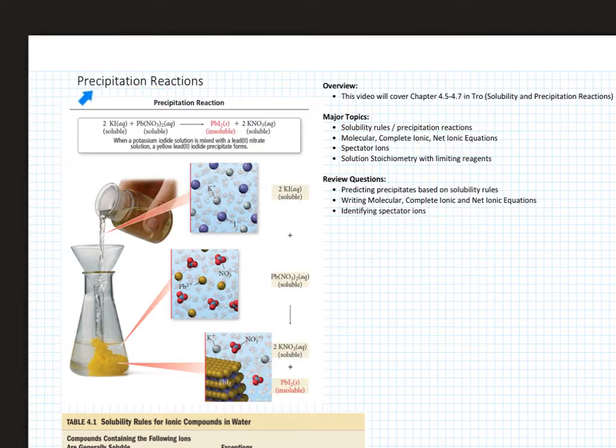Today we are going to be talking about precipitation reactions. Precipitation reactions are one of the three big classes of aqueous reactions. And what is a precipitation reaction?